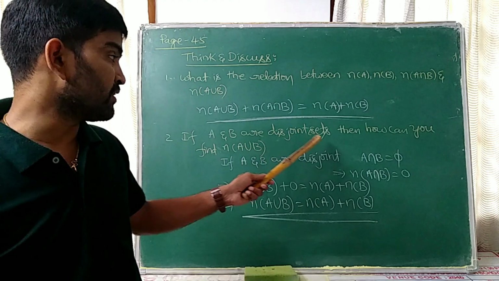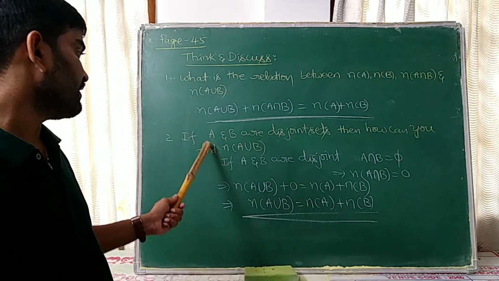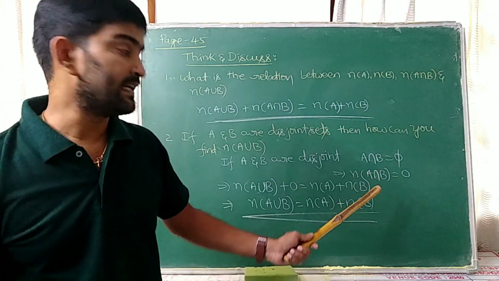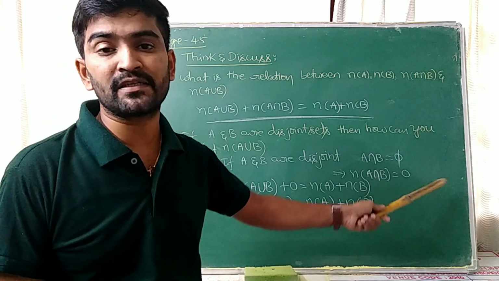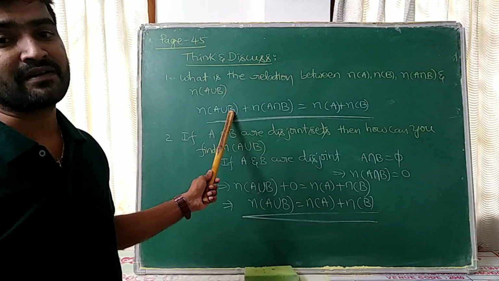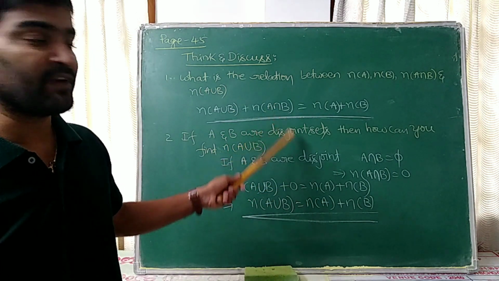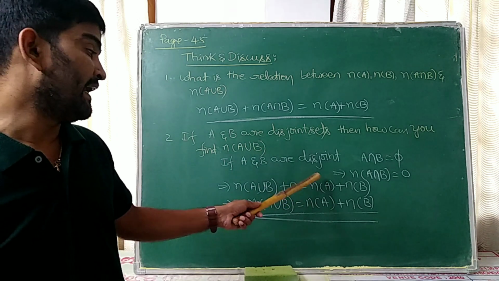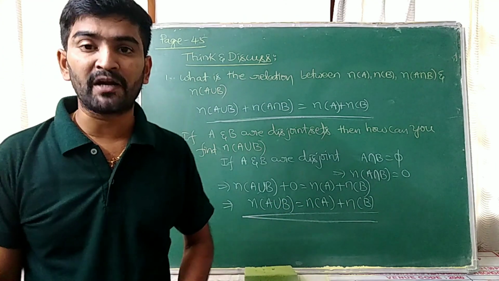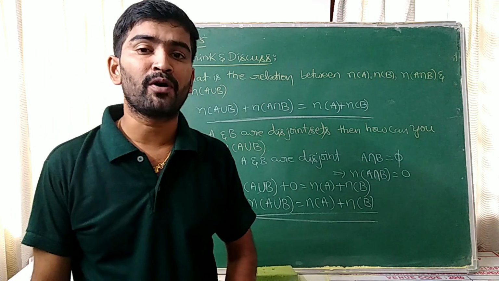If A and B are disjoint sets, then how can you find n(A union B)? We know if A, B are disjoint sets, then A intersection B is empty. If A intersection B is empty, then n(A intersection B) is 0. Then the relation between the cardinalities will become n(A union B) plus 0 is equal to n(A) plus n(B). So n(A union B) is equal to n(A) plus n(B). I hope you understand these problems easily.